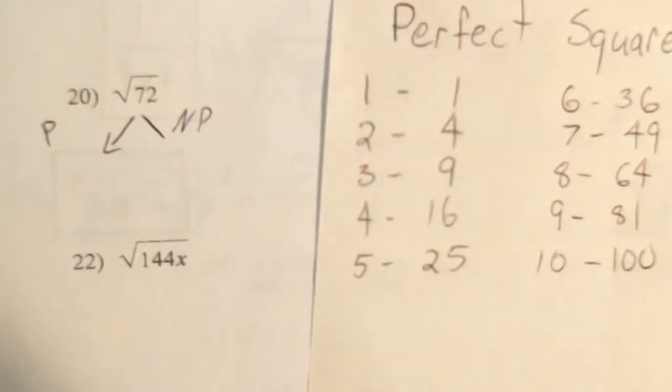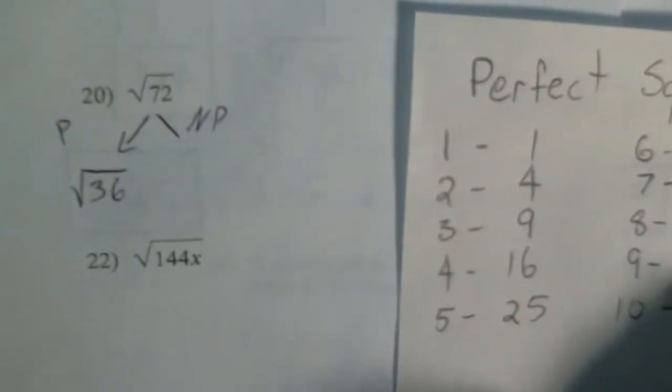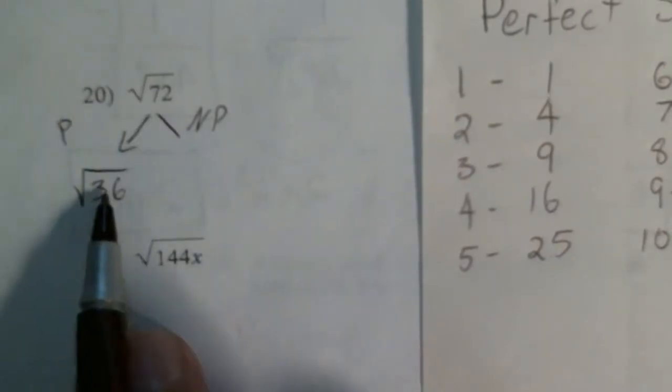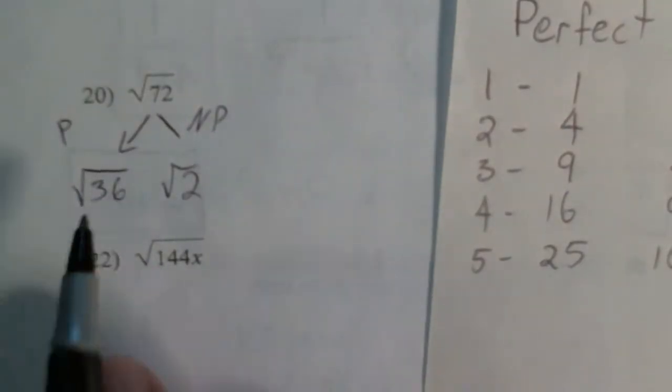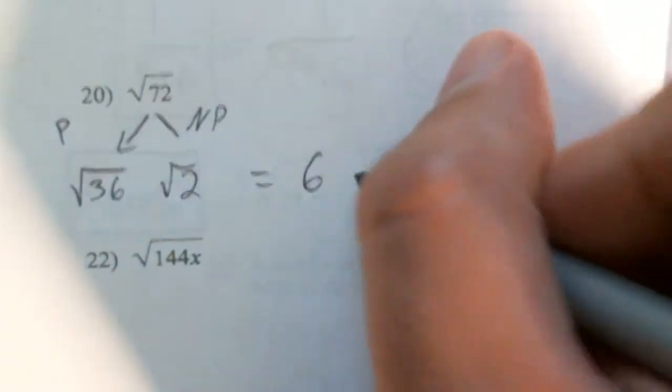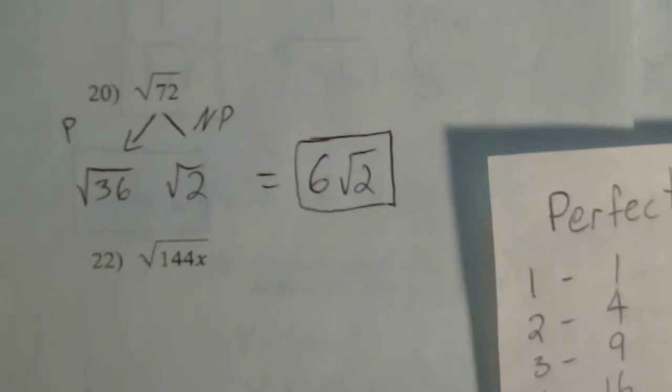Okay, so I'm going to abbreviate perfect, non-perfect. So 36 is a perfect square. And what's the leftover garbage? 72 divided by 36 is 2, because 2 times 36 is 72. What is the square root of 36? It's 6. So this just simplifies as 6 square root of 2. Okay, check it.